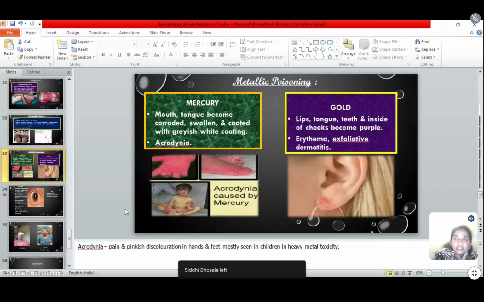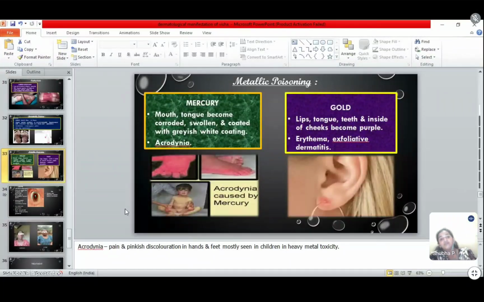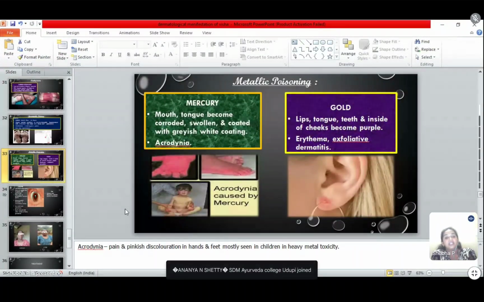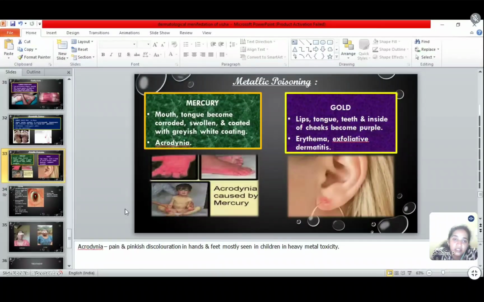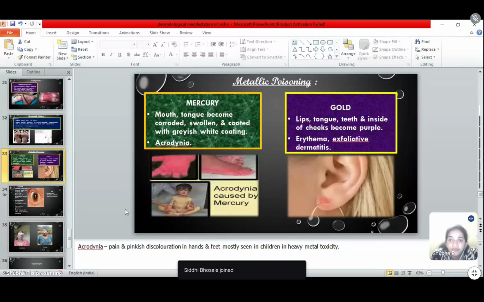Previously, we used to get this case because mercury was a component which was used for cleaning diapers, for making it, what is it, disinfectant. It was a common disinfectant which was used. So because of that, acrodynia was a common presentation in children. So nowadays you don't get this. Instead of that, we get other presentations, that is grayish white coating around the mouth. Aldrich Mees lines are commonly seen in mercury too.